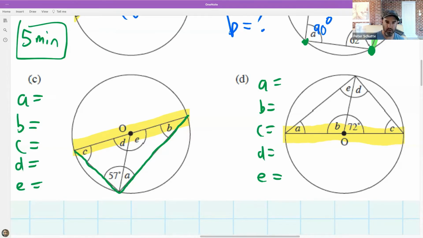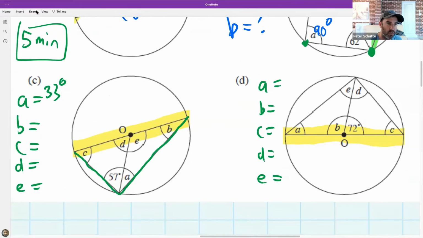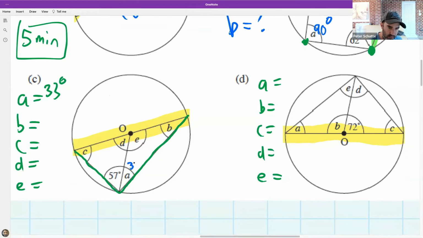Okay, so if I'm looking at this, I could go 90 minus 57, or I could say, what do I need to add to 57 to get to 90? And so A is going to be 33 degrees. So this angle over here is going to be 33 degrees.